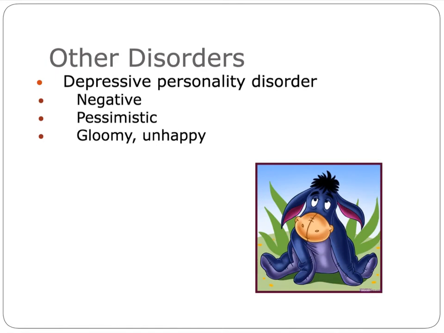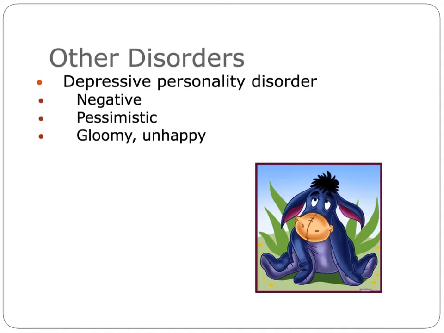Here's for other disorders, we have the depressive personality disorder, and these are the people who are like Eeyore. They're negative, pessimistic, gloomy, unhappy. They can never say anything positive. They're depressing to be around because everything's, the glass is always half empty. Nothing's going to come out right. They're no good. They can't do anything. This project's not going to work. You're not going to get through this class. I'm not going to get out. Even if I do get out, I'm not going to get a job.